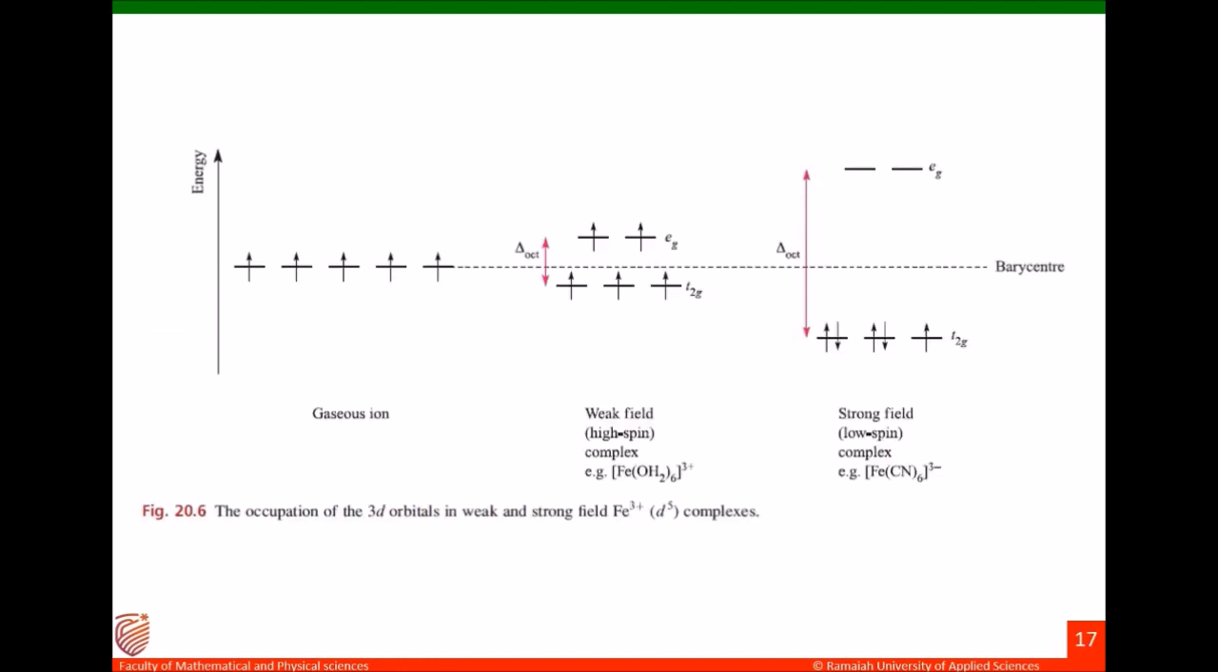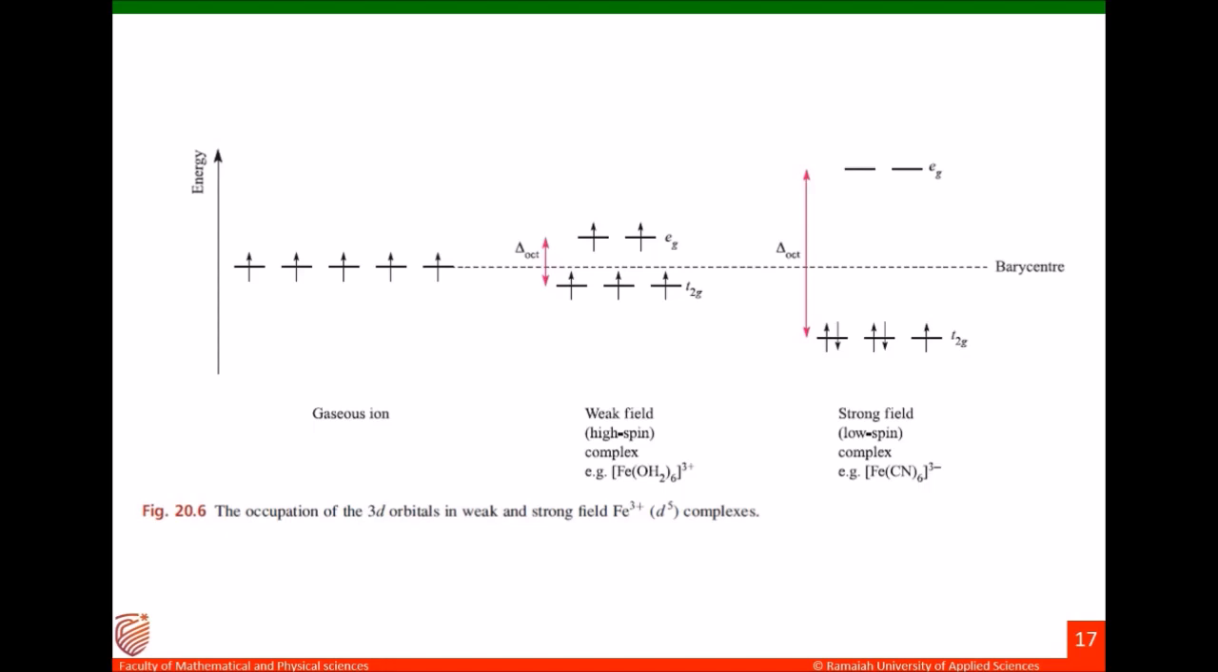Now figure 20.6 summarizes the preferences for low and high spin d5 octahedral complexes. Here you can see 2 different complexes of Fe. One is a weak field high spin complex, [Fe(OH2)6]3+, and a strong field low spin complex, that is [Fe(CN)6]3-. Here you can see the difference in the arrangement of electrons in t2g and eg.